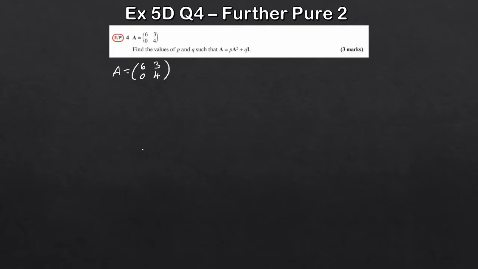Well, just like we've done with the previous one, we're going to need to get this in terms of the characteristic equation. So to get that, I need to do A minus lambda I, and then work out the determinant. So if I skip ahead and do the A minus lambda I, that would be simply 6 minus lambda and then 4 minus lambda. So it's the diagonals where you subtract the lambda off. So we need to work out the determinant of 6 minus lambda, 3, 0, and then 4 minus lambda.